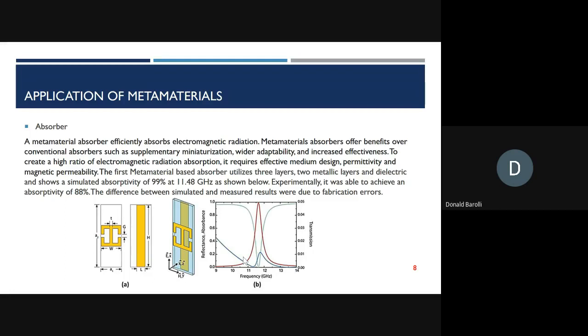Absorbers offer benefits over conventional absorbers, such as supplementary miniaturization, wider adaptability, and increased effectiveness. To create a high ratio of electromagnetic radiation absorption, it requires effective medium design, permittivity, and magnetic permeability. The first metamaterial-based absorber utilizes 3 layers, 2 metallic layers and a dielectric, and shows a simulated absorptivity of 99% at 11.48 gigahertz, as shown below. It was able to achieve a measured absorptivity of 88%. The difference between simulated and measured results was due to fabrication errors.